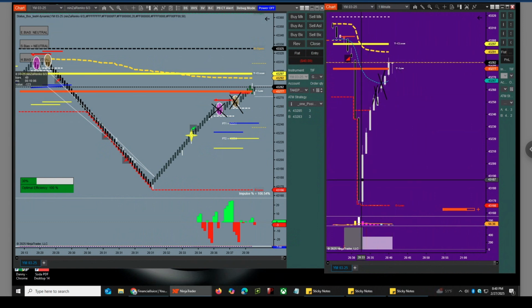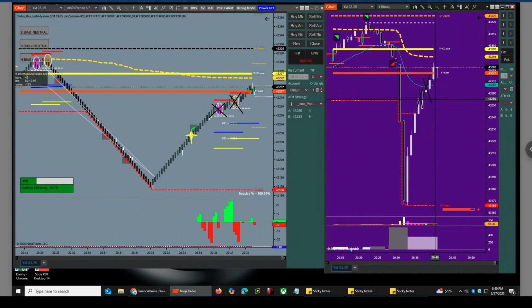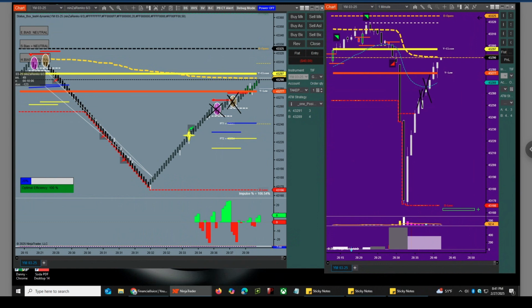Plus, we're in a nice run. Look at these up bars, man. That's just insane. Up bars, up bars, up bars. Beautiful. Alright, I think it's going back to normal.